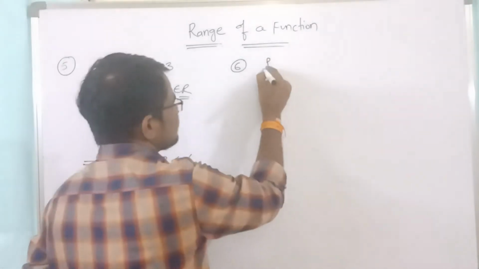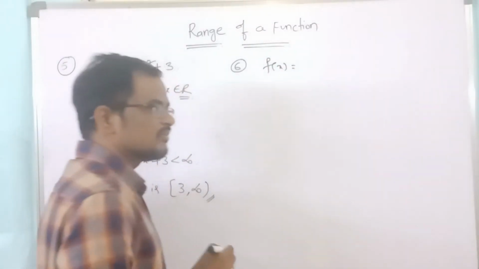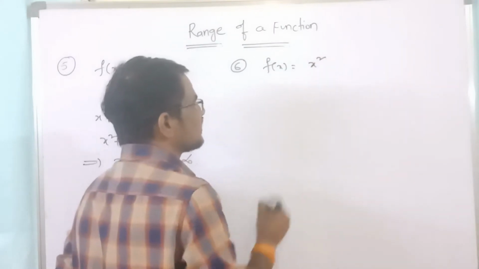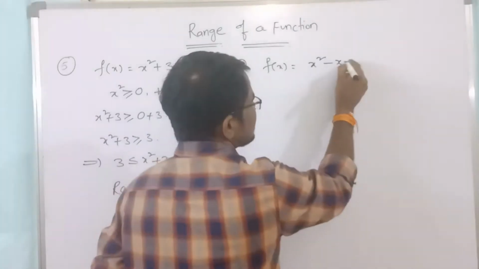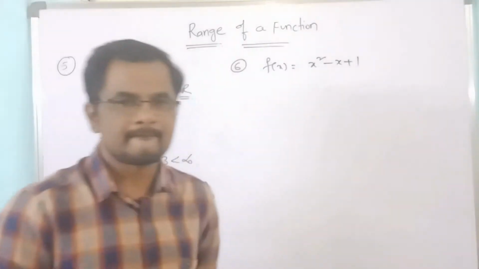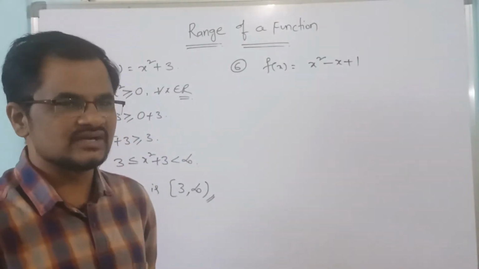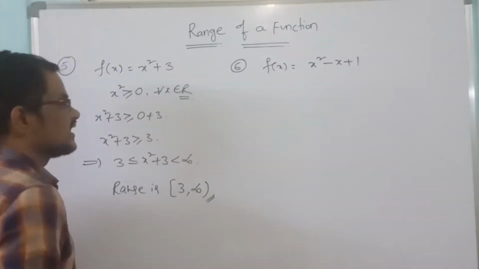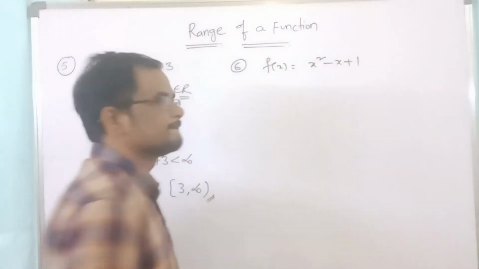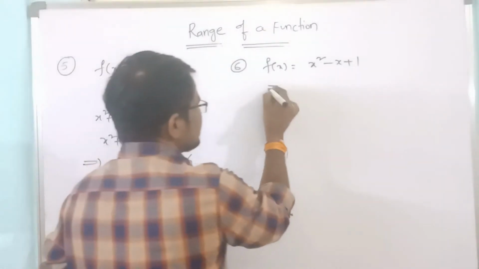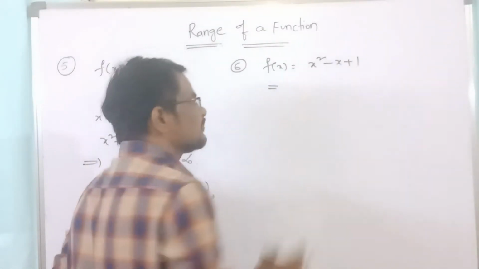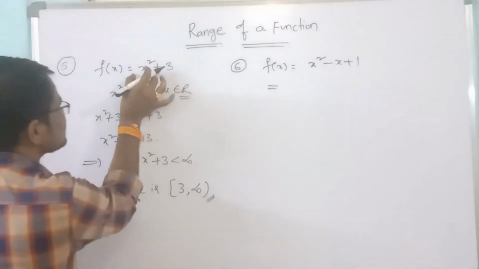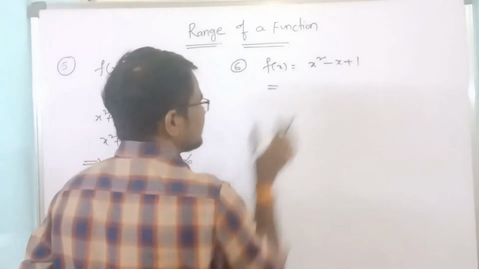Next, take one more problem based on this one only. Suppose they give a function in the form of a quadratic expression, x square minus x plus 1. How to find the range of the function? Here also the same procedure. Here the x term was not there; here the x term is also there. So here we have to write a perfect square. How to write it? Because x square is already there, the other term is not there, so we have to write that one.